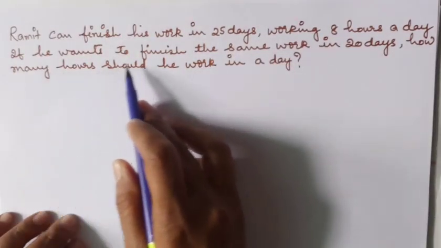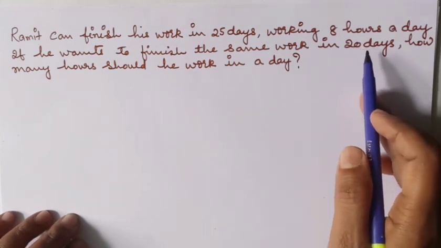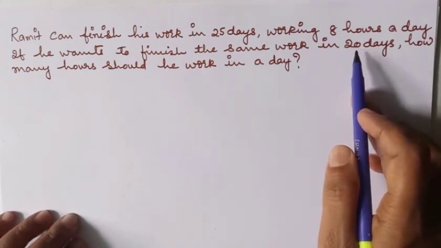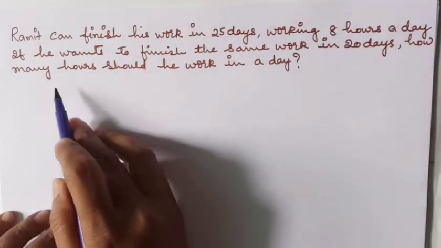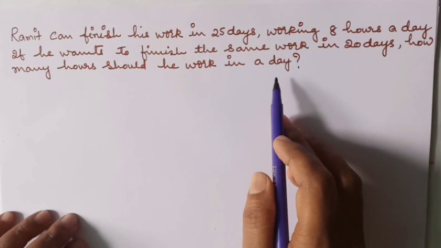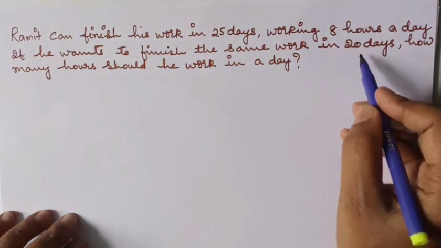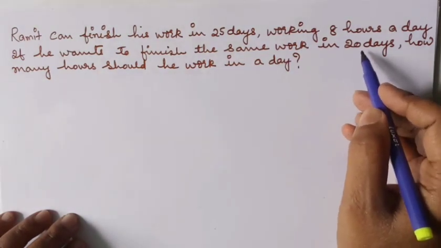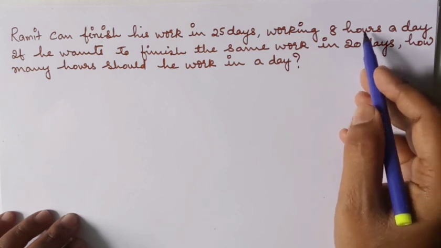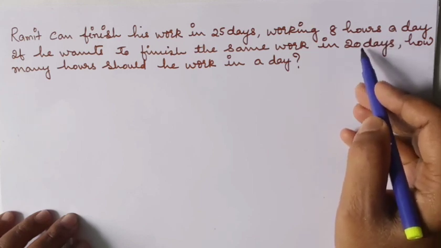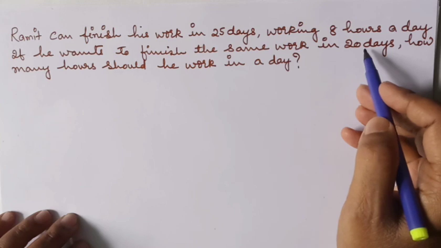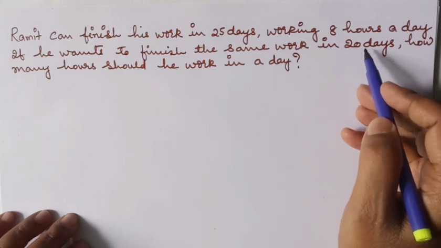Now, if he wants to finish the same work in 20 days, please pay attention, children. If he has to complete the same work in 20 days, here the days are decreasing. How many hours should he work in a day? It's very clear that if he is going to decrease the time in which he has to complete the work, then he has to work more hours in a day. So, here we can say that this is the case of inverse variation.